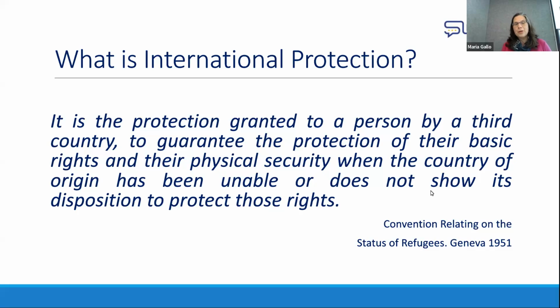So we'll start with international protection. There's the definition that comes from Geneva. I don't have to read it out, but you can see what the definition of international protection actually is. It says there, it is a protection granted to a person by a third country to guarantee the protection of their basic rights and their physical security when the country of origin has been unable or does not show disposition to protect these rights. That gives you a snapshot of what we mean by international protection.